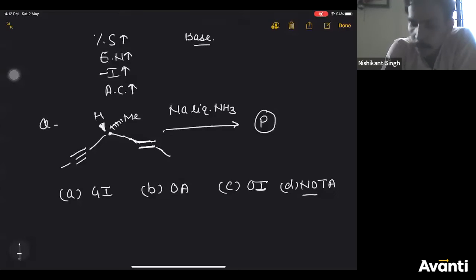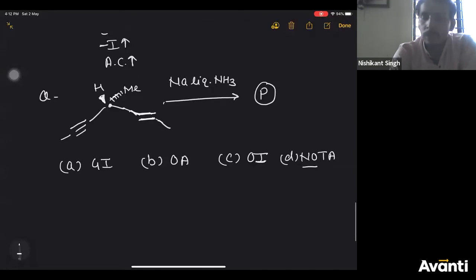You can start solving this. The product of this particular reaction will be an optically active compound, an optically inactive compound, it will show geometrical isomers, or none of the above.